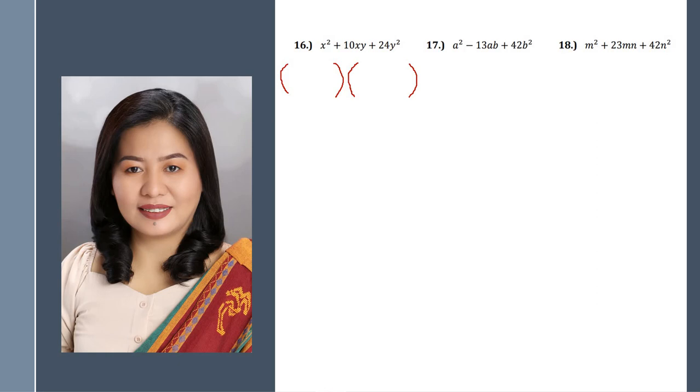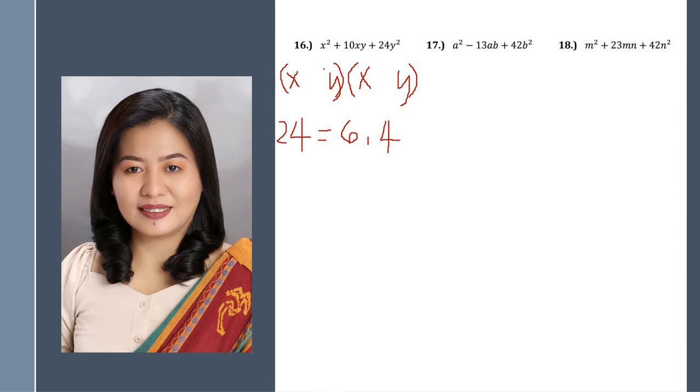So factors of x squared, that's x and x. Factors of y, we have y. The factors of y squared are y and y. So we now find the factors of 24 that give a sum of 10. So that will be 6 and 4. 6 plus 4 is 10. 6 times 4 is 24.